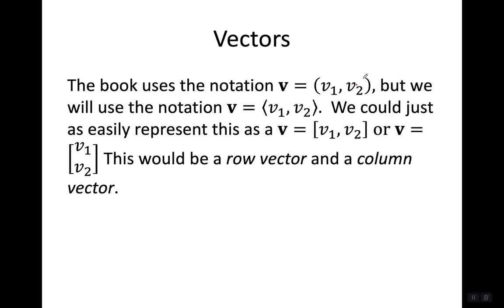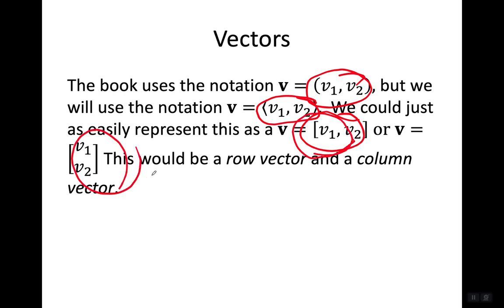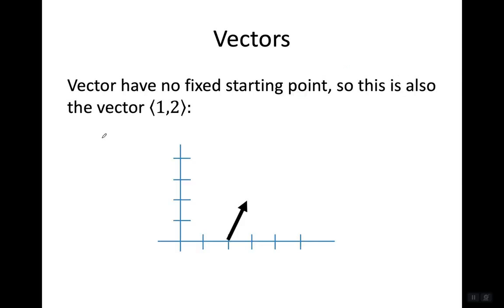The book uses this notation. So they'll have the v1, v2 in parentheses, but we will use this notation, the v1 and v2 in pointy brackets, because it's less confusing, less ambiguous. We could just as easily represent it like this with square brackets or like this. Okay, this would be a row vector. This would be a column vector. We could represent it that way too.